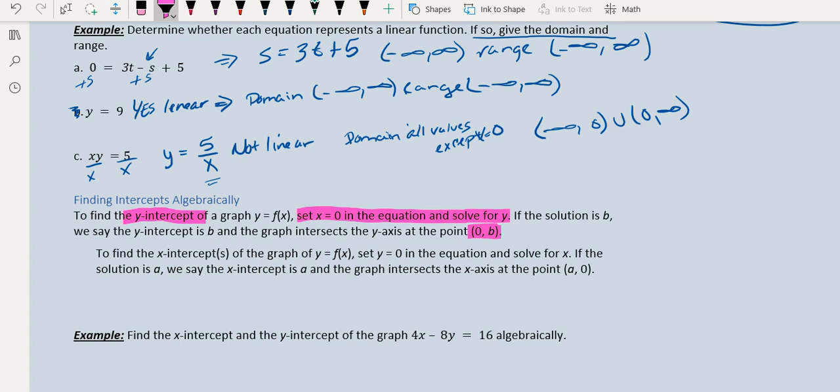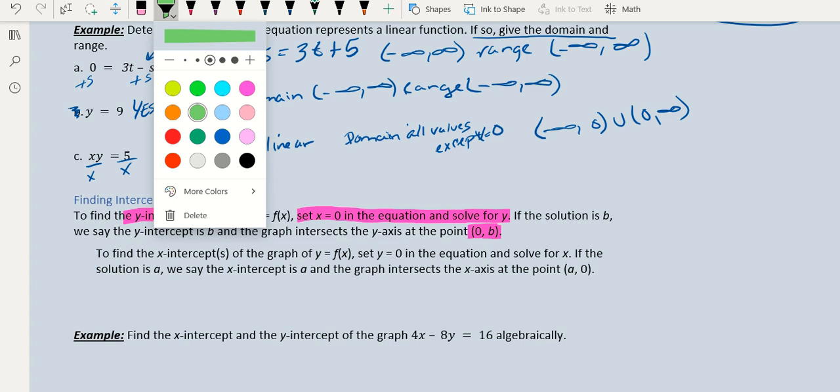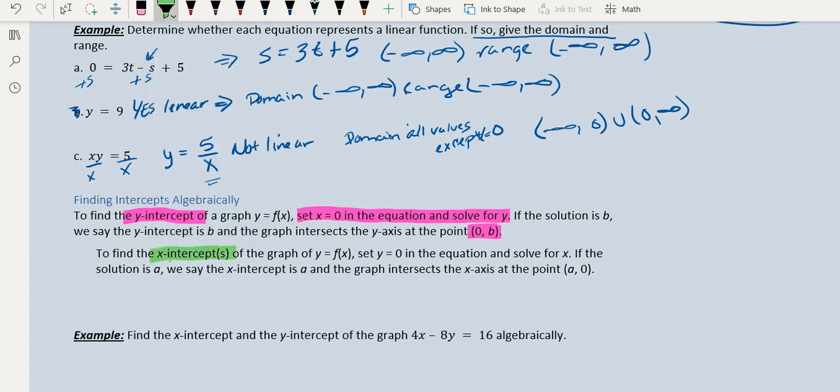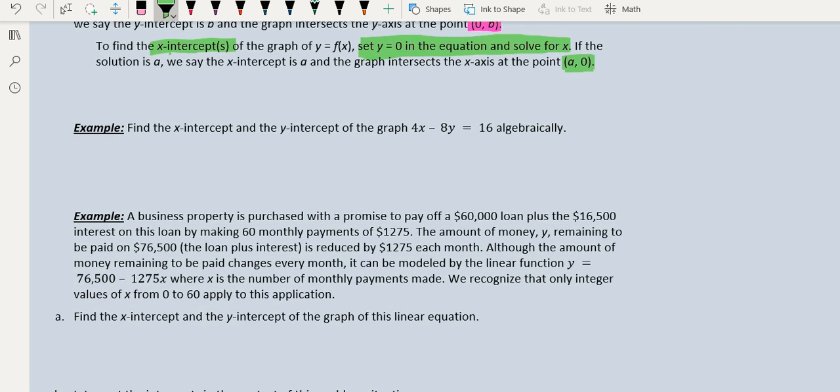When you want to find the x-intercept, you will set y equal to 0 and solve for x. I'm sorry. And then your point will simply be (a, 0). So let's do an example really quickly, shall we?